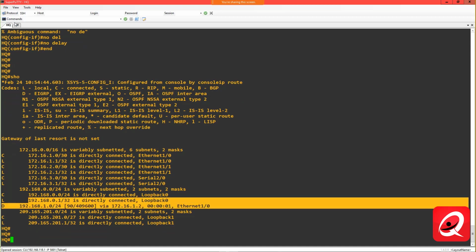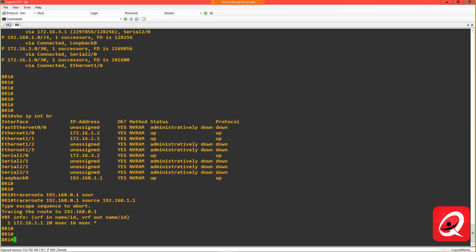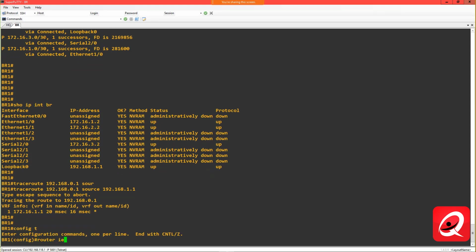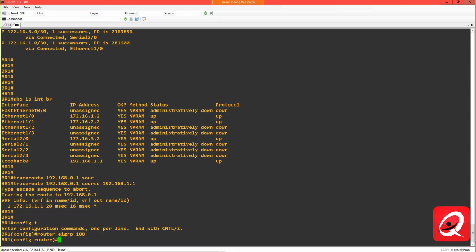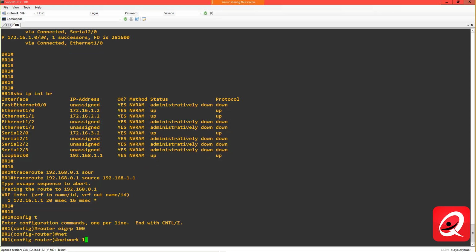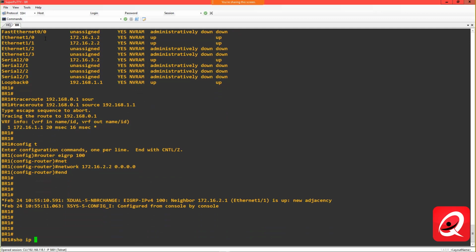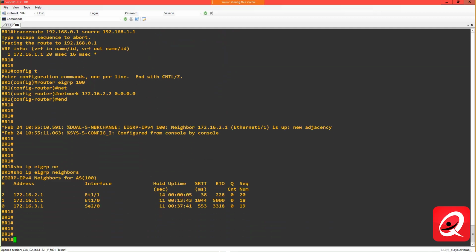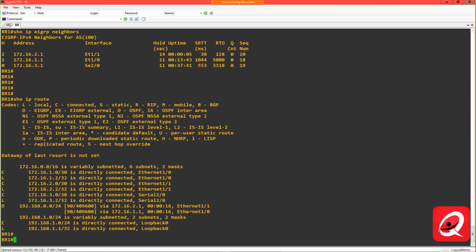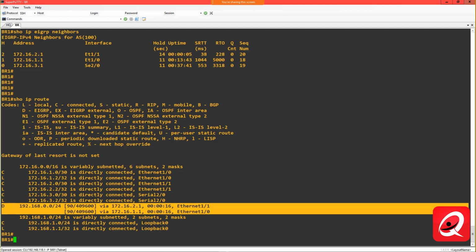Okay. So I'm going to go into the branch router, and let's go ahead and enable EIGRP network 172.16.2.2 0.0.0.0, and I should get another adjacency. All right. So now if I do a show EIGRP neighbor, I can see that I have, technically, 3 neighbors, but it's not really 3 neighbors. It's the same neighbor over 3 different interfaces. And in fact, if I do a show IP route, you can see that I'm now load balancing or load sharing over those 2 links.